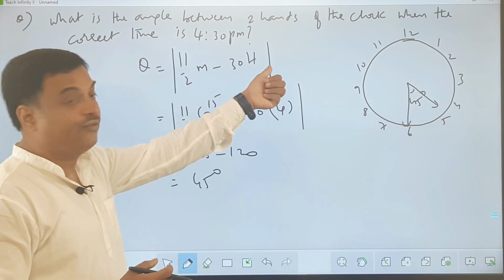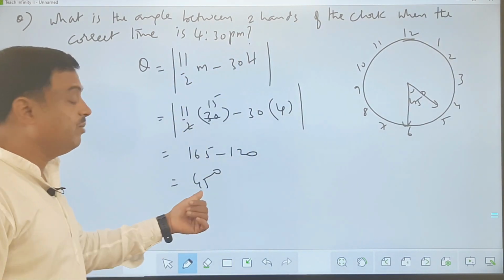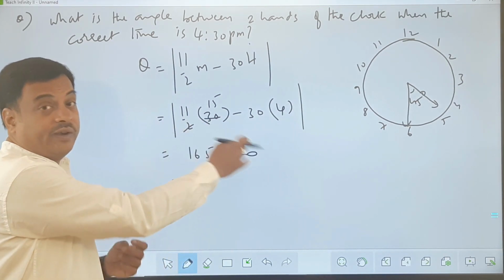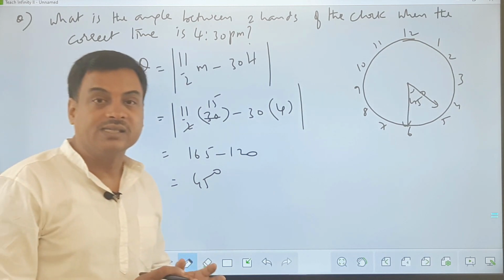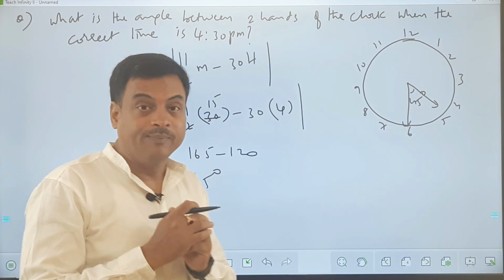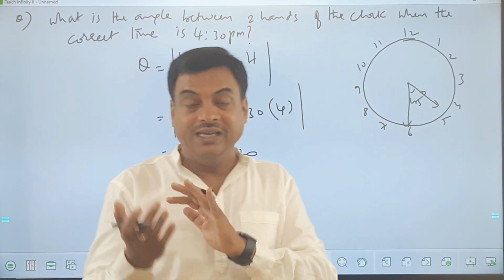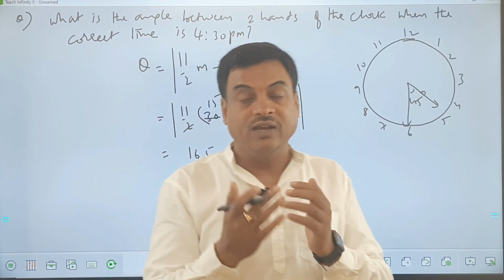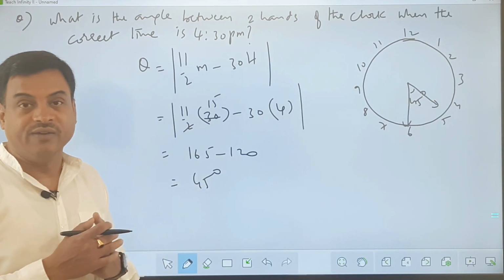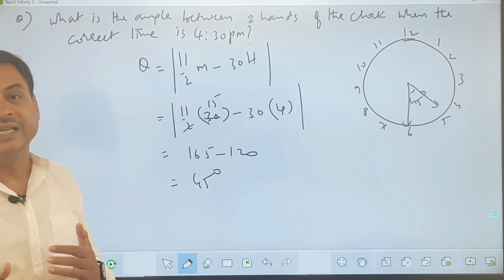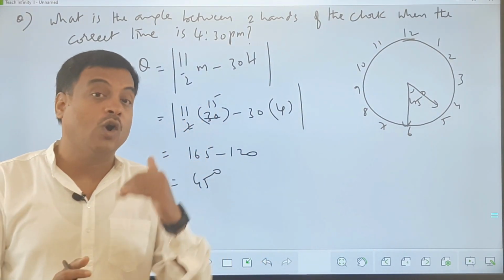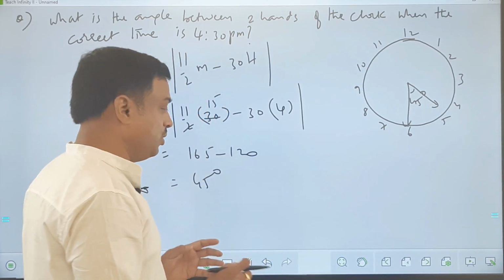Please observe the importance of the modulus over there, to keep this always positive. Sometimes it is 120 minus 165 or 165 minus 120. You need to make these things always positive. And also, please do one thing. Whenever the angle goes beyond 180, subtract that value from 360. For example, if I got the angle as 225, then the answer will be actually 135. So in clocks, we should remember the angle should not go beyond 180. That is always important to note down here.